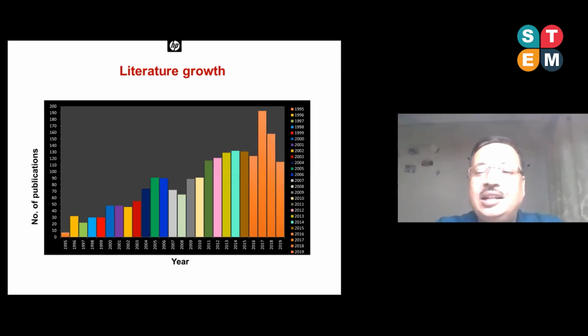So let me go to the history part of this story. It started in 1995. What you can see on the slide is that there were only one or a few research publications in 1995, and since then the number of publications has been growing linearly, creating lots of research analysis on this particular topic. You can see this is only a 25-year-old study, and it has attracted lots of attention from international scientists across the globe.